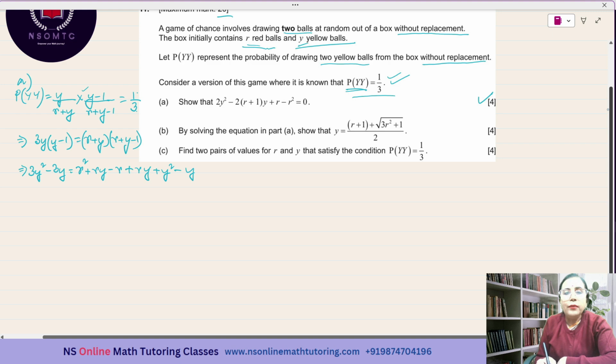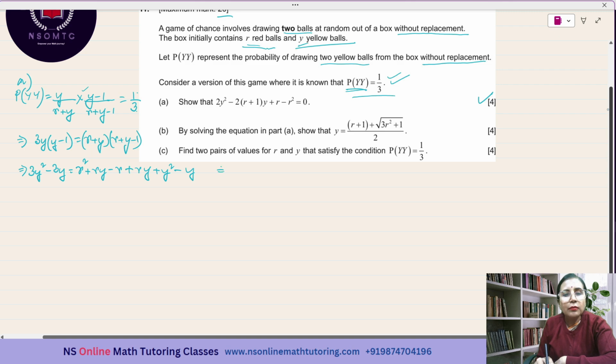Okay. And we are seeing all the terms are on one side of the equal to sign and the other side is containing a 0, and we need 2y². We have 3y² on the left side of the equal to sign and y² on the right side. We need 2y². So let us take the right hand side terms to the left hand side and make the right hand side equal to 0.